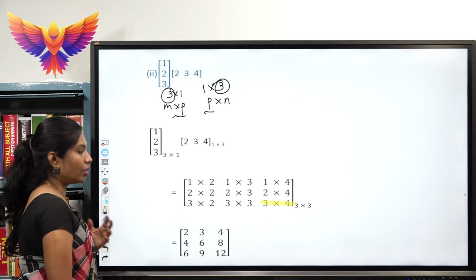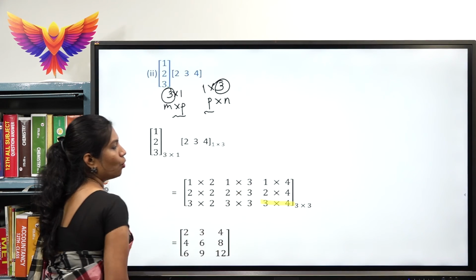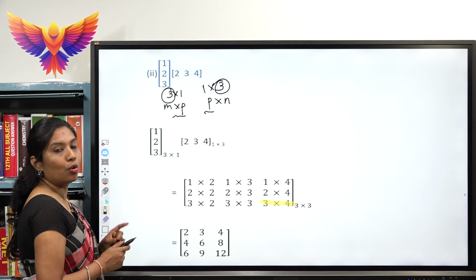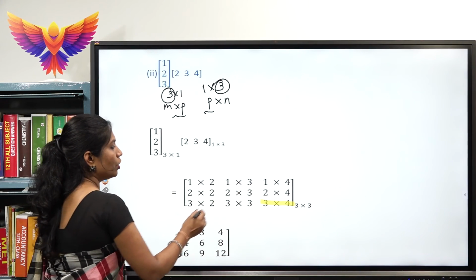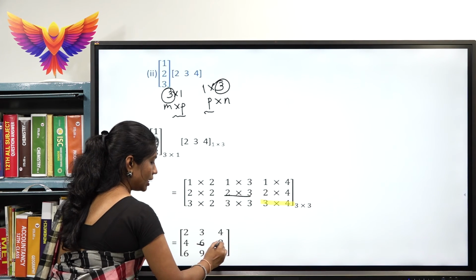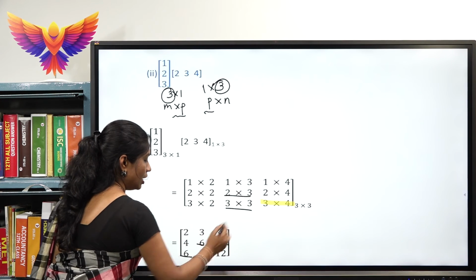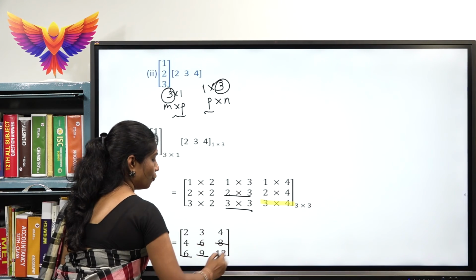1 into 2 is nothing but 2, and 1 into 3 I will be getting as 3. 1 into 4 I will be getting as 4. 2 into 2 is 4. 2 into 3 is nothing but 6 and 2 into 4 is 8. 3 into 2 is 6 and 3 into 3 is 9. 3 into 4 is 12.